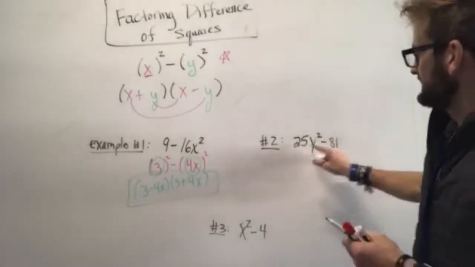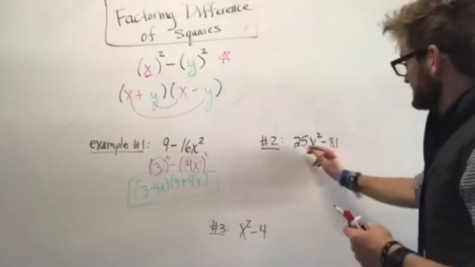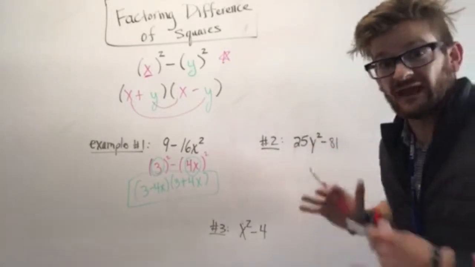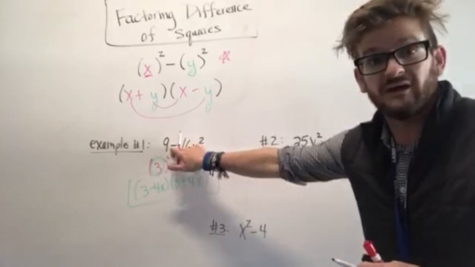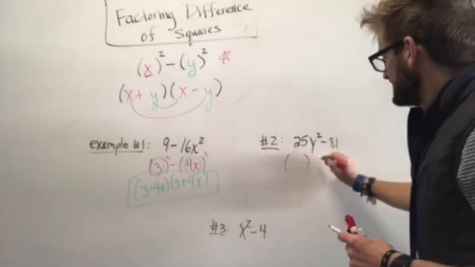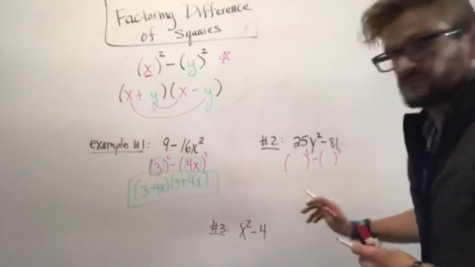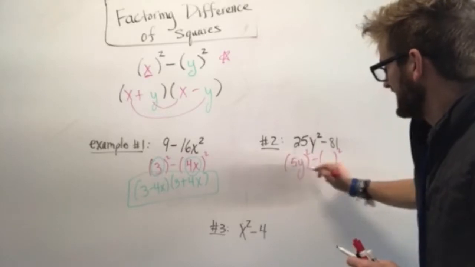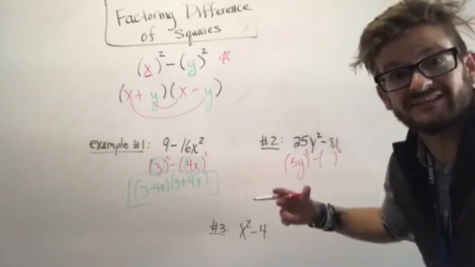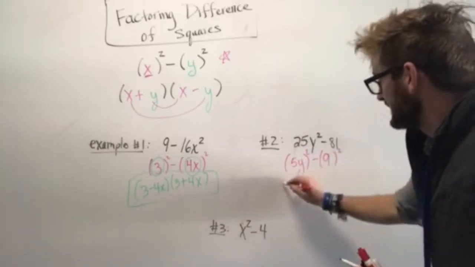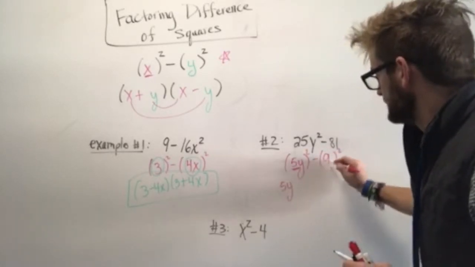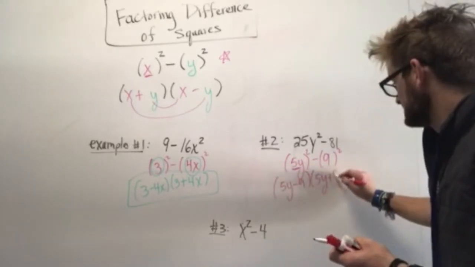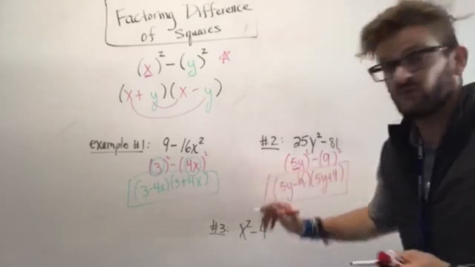Number 2, 25y squared minus 81. We see 25, we see 81. These are square numbers. We also see subtraction. If it's addition, we can't do it, so it has to be subtraction. You see, just like number 1, it is subtracting here. So our first step, write it as the difference of squares. What is being squared to get 25y squared? That is 5y. What is being squared that is equivalent to 81? That's 9. So now we have 5y, which was our first item, and we have 9, so it's 5y minus 9 and 5y plus 9. And that's the factored form.